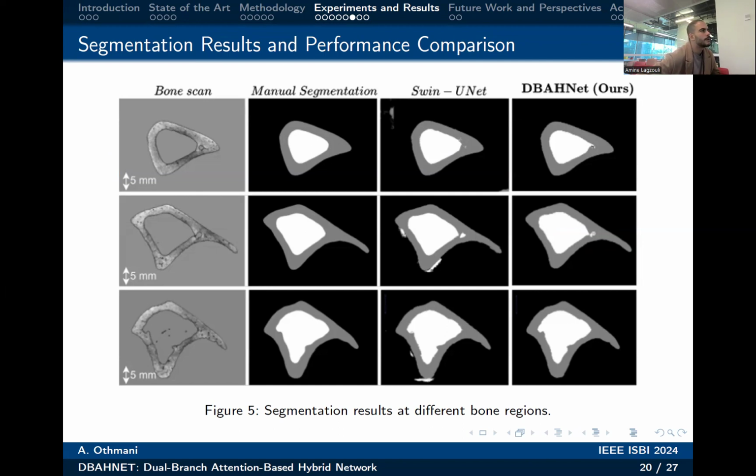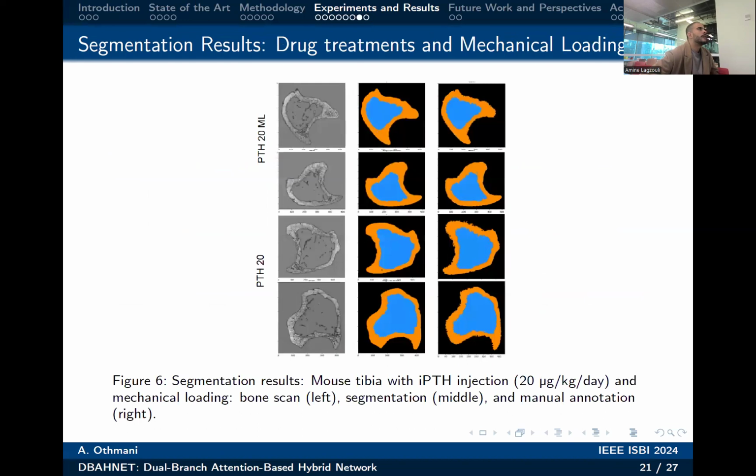Finally, here we did some initial testing on mouse tibia subject to iPTH injection of a very small dosage of 20 micrograms per kilogram per day and mechanical loading, where we noticed that our model performs really well compared to the manual labeling here, and is much smoother.